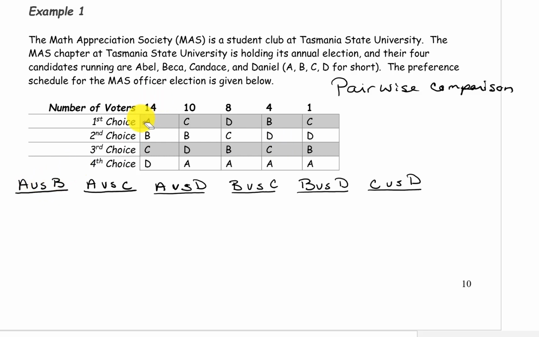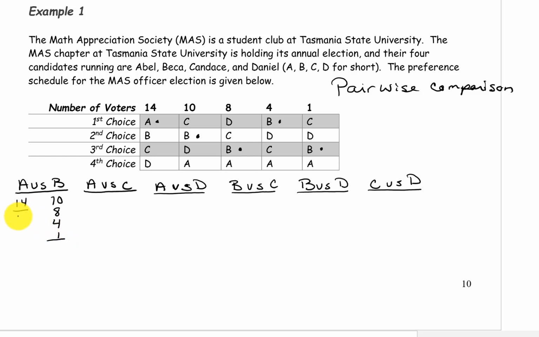So let's take a look at A versus B. On these first 14 ballots, we can see that candidate A is above candidate B, so candidate A will receive those 14 votes. On the next 10 ballots, candidate B is higher up on those ballots than candidate A is, so candidate B will get those 10 votes. On these 8 ballots, candidate B is above A, so candidate B will get those 8 votes. Candidate B is above A on these 4, so candidate B will get those 4 votes. And on the last ballot, candidate B is above A again, and so candidate B gets that last vote.